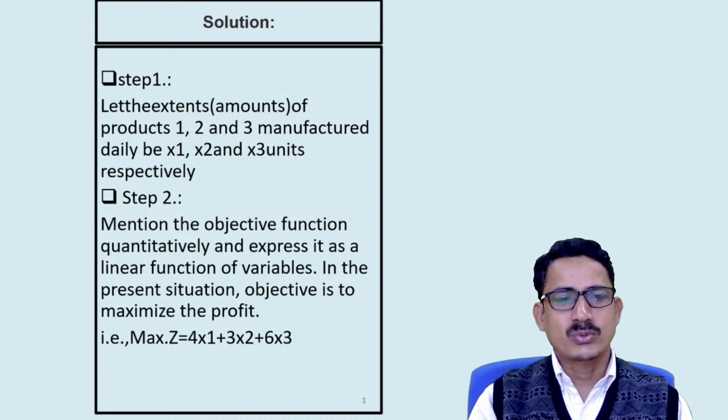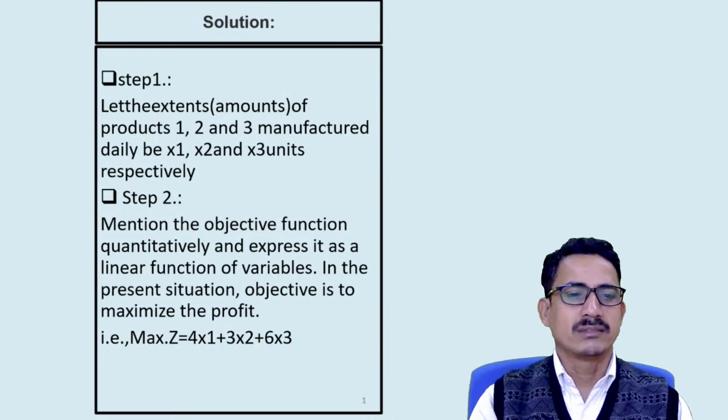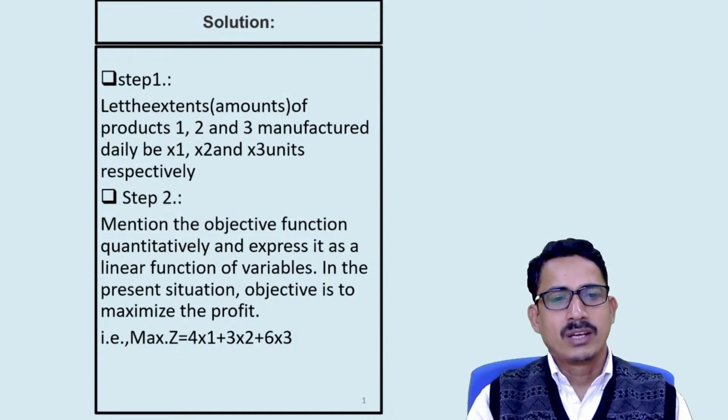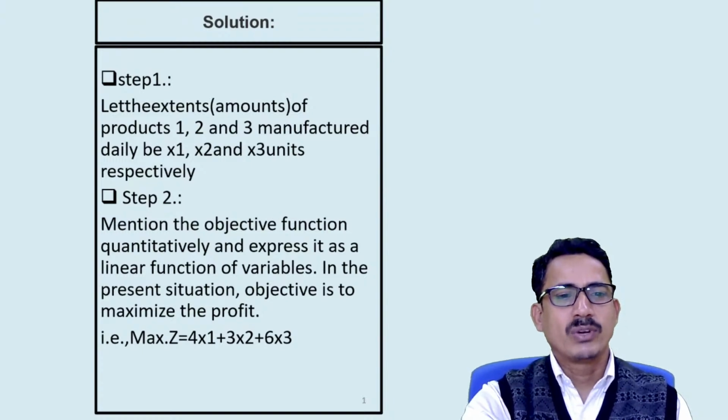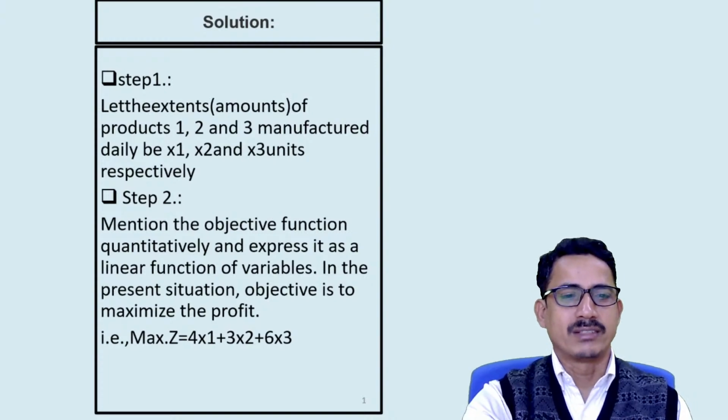It is addition: 4x1 plus 3x2 plus 6x3. Means you are producing x1 units of product 1, x2 units of product 2, x3 units of product 3. That is why it is 4 into x1 plus 3 into x2 plus 6 into x3. This is the sum of the profit, nothing but max z. Max z means what? You are trying to have more profit. The profit is given, but again we will look at how it can be maximized.